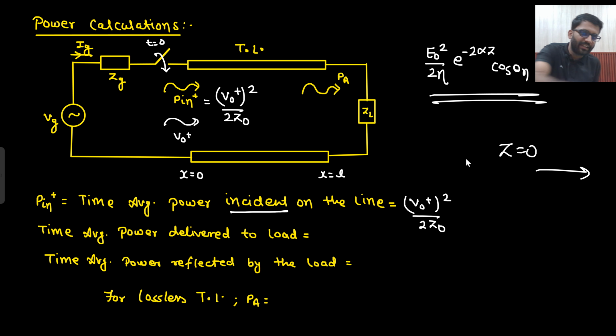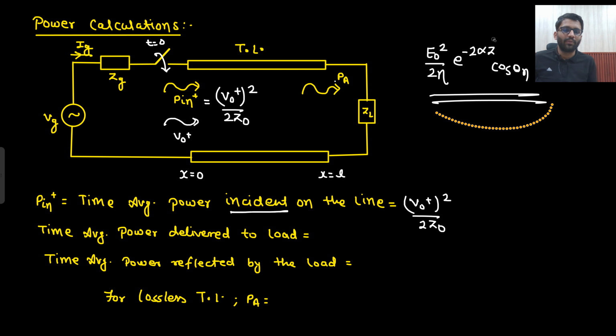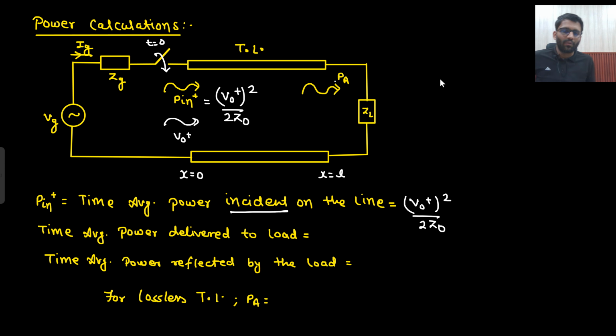So that means we are covering Z, we are covering the L distance. When we cover the L distance and reach the load end, how much power will be there if the medium is lossy? If the medium is lossy, how much power will be at the load end? So what will be the value of PA? What do you think? PA will be V naught plus square divided by 2 Z naught.